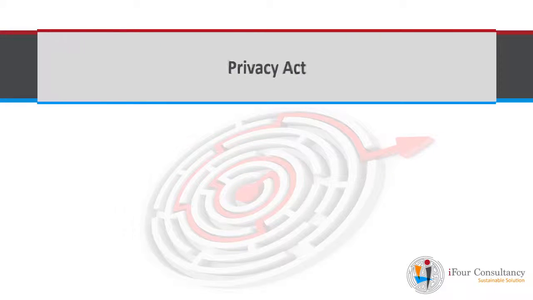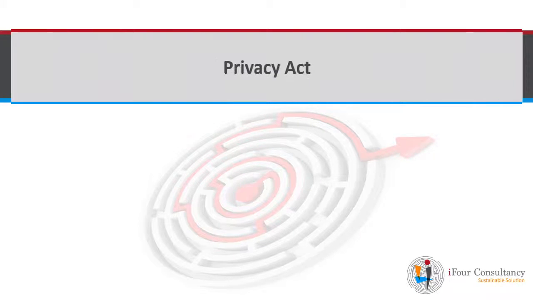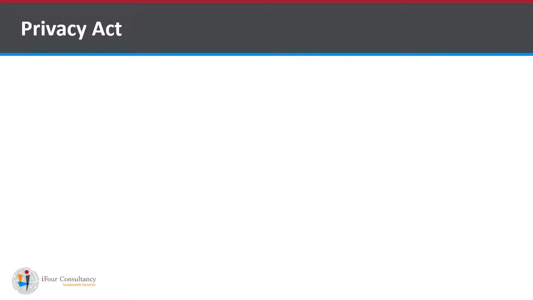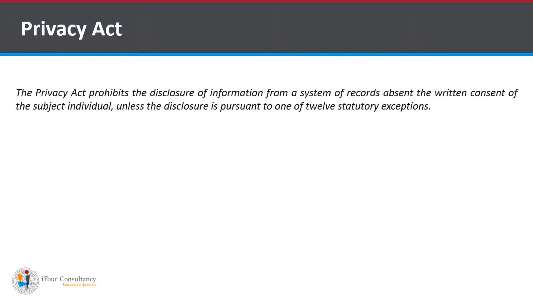So, today we'll be talking about the Privacy Act. The Privacy Act prohibits the disclosure of information from a system of records absent the written consent of the subject individual unless the disclosure is pursuant to one of the 12 statutory exceptions.